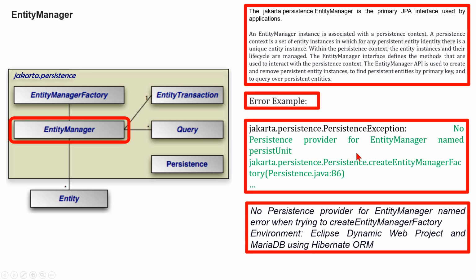As an error example, we can consider "No Persistence provider for EntityManager named" when trying to create an EntityManagerFactory in an environment with an Eclipse Dynamic Web Project and MariaDB using Hibernate ORM. No persistence provider for EntityManager named persist unit, jakarta.persistence.createEntityManagerFactory, etc.